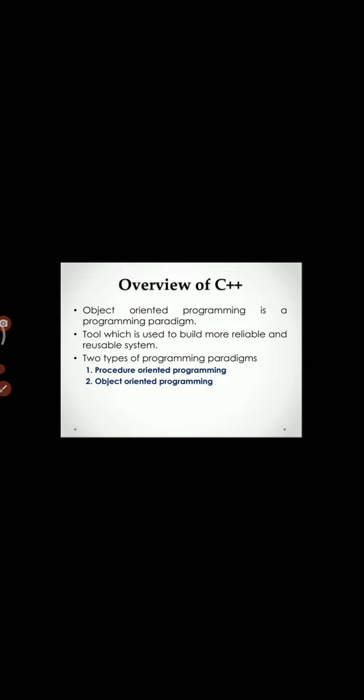Object Oriented Programming is a programming paradigm tool which is used to build more reliable and reusable systems. There are two types of programming paradigm: first, procedure oriented programming, and second, object oriented programming.